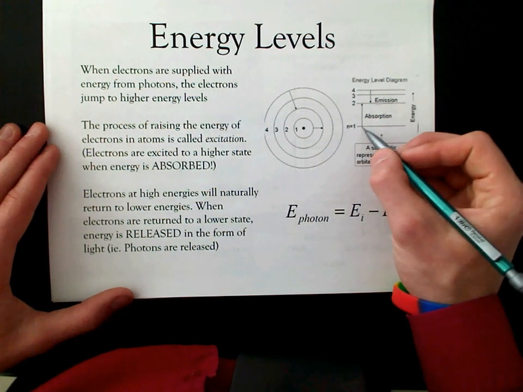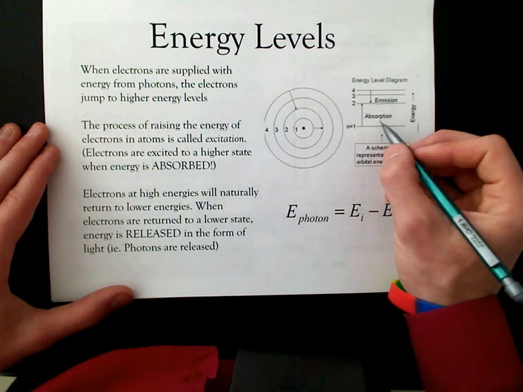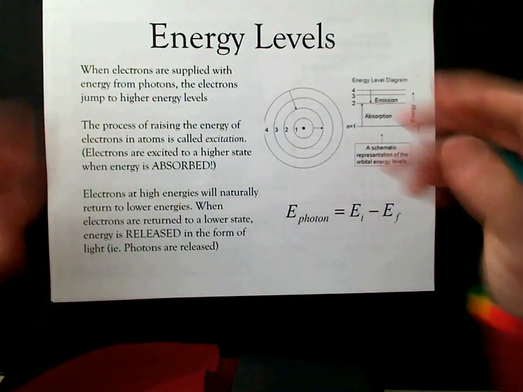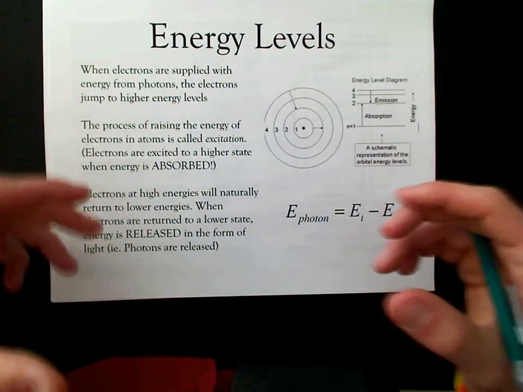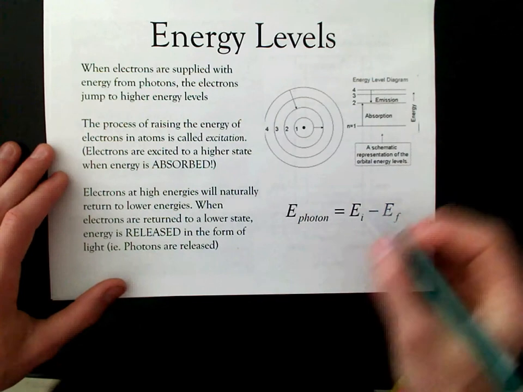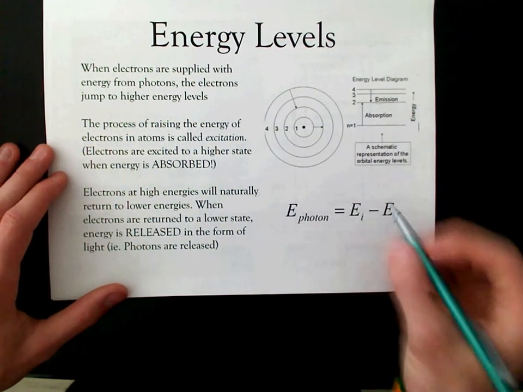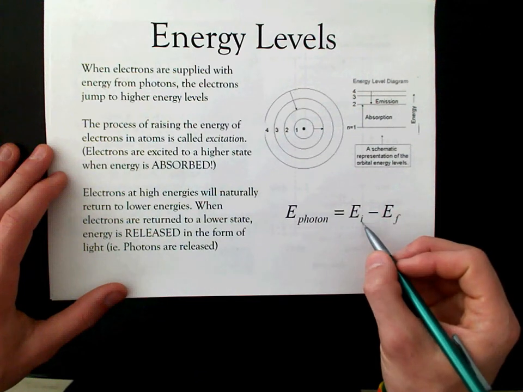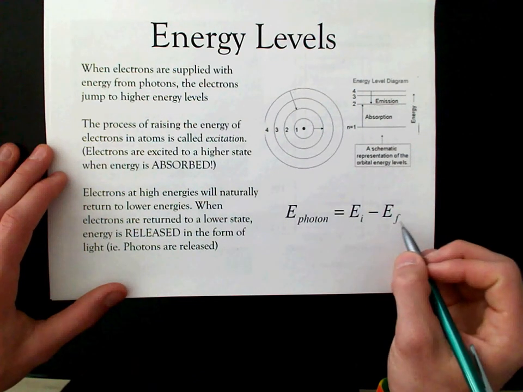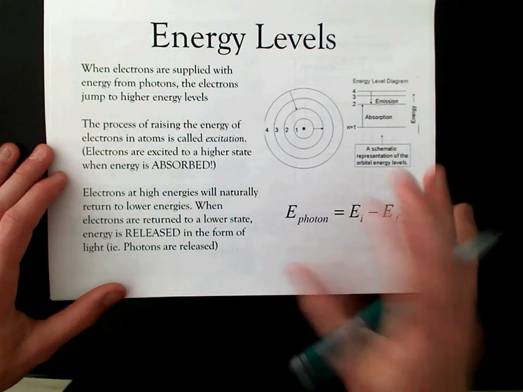And when we go from, let's say, n equals 1 to n equals 2, we're going to absorb energy. We need to get to that excited state, so we're going to gain energy to get excited. And the equation to figure out how much energy is required as we move from 1, the initial energy state, to our final energy state is this equation right here.